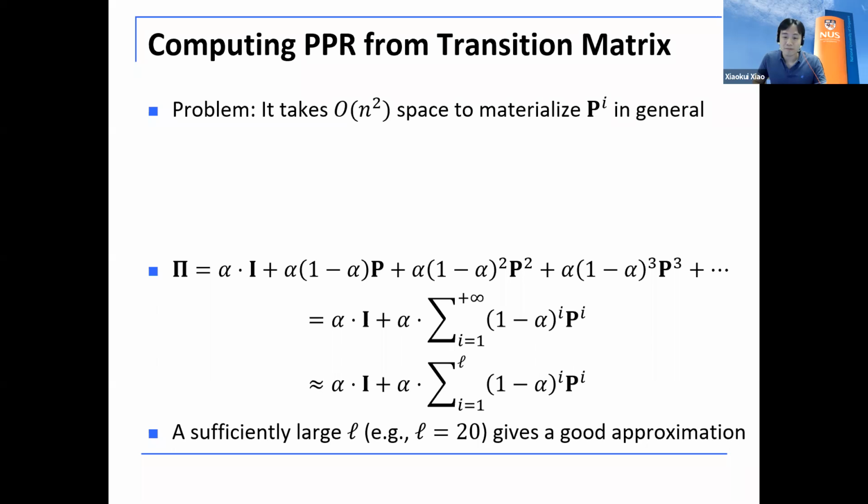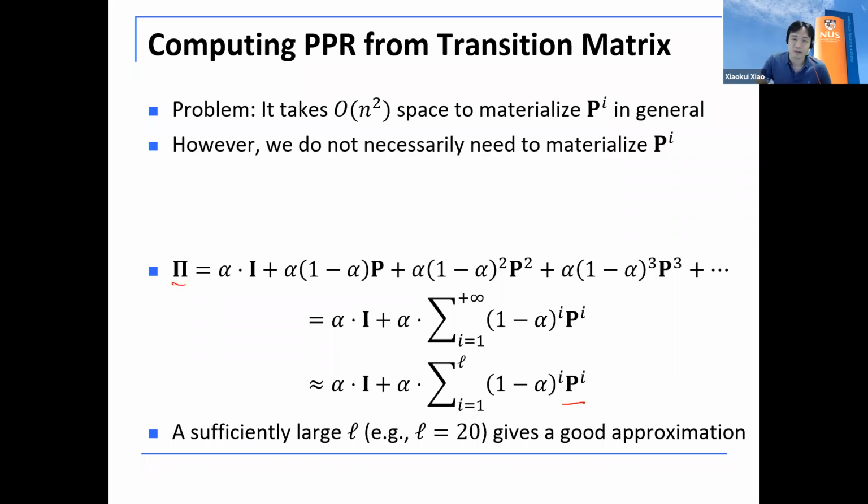But there is a problem. We can't just use it in our approach, because this power of P can still be a very dense matrix that requires prohibitive space. The reason is that if you imagine that you start from a node in a graph and you take i steps out, then chances are that after i steps, you can already reach almost everything in the graph, especially when the graph has a small diameter, such as a social network. So even though we can compute the personalized PageRank matrix in this way, we can't directly use this approach.